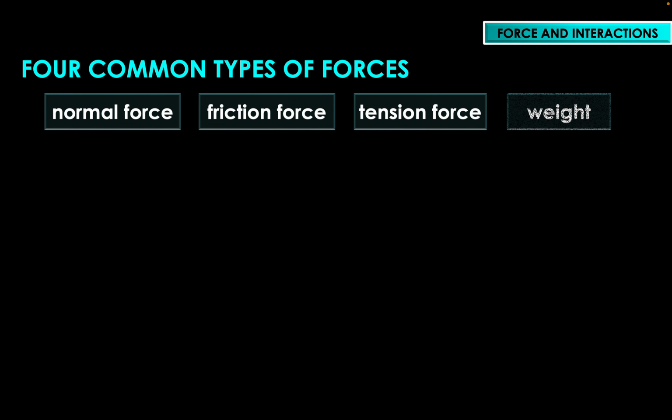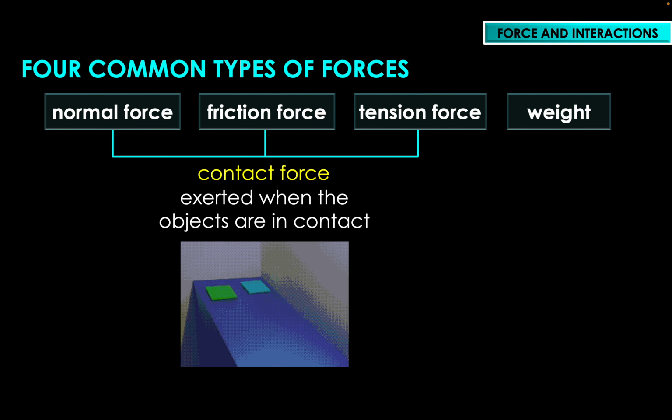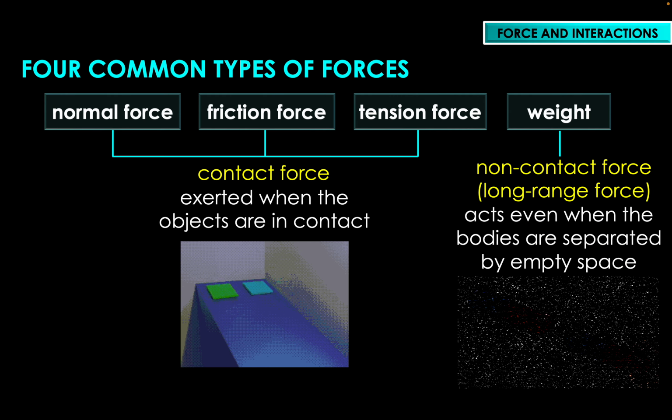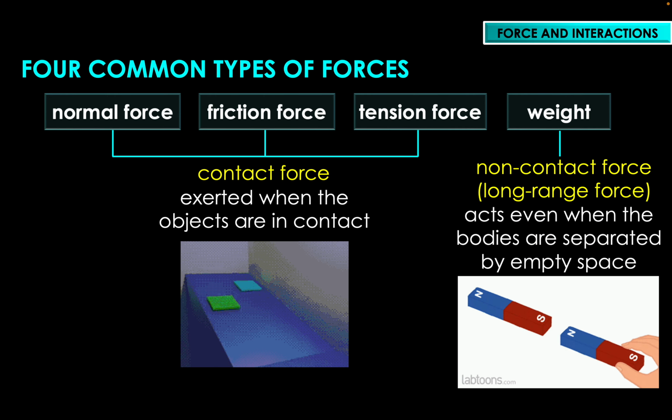Now, take note that among the 4 common types of forces, 3 of those are considered as contact forces, including normal force, friction, and tension, meaning to say they require direct physical contact for the interaction to take place. On the other hand, non-contact forces like weight can act even when the bodies are separated by empty space. Another example of non-contact force is the attraction between magnets. However, this video will not expound that further, as these forces are thoroughly discussed in separate physics lessons like gravitation, as well as topics on electromagnetism.